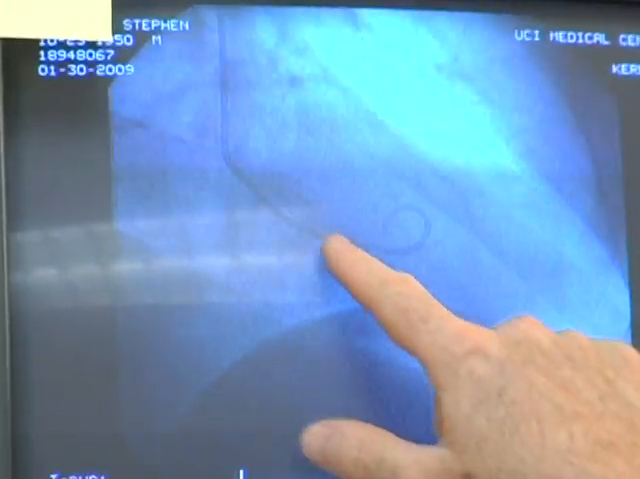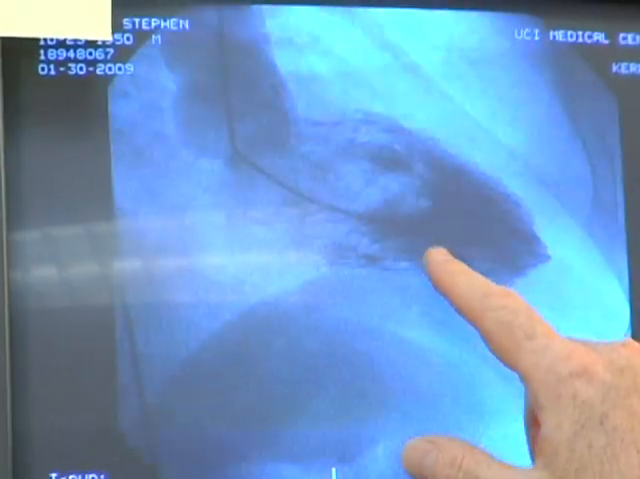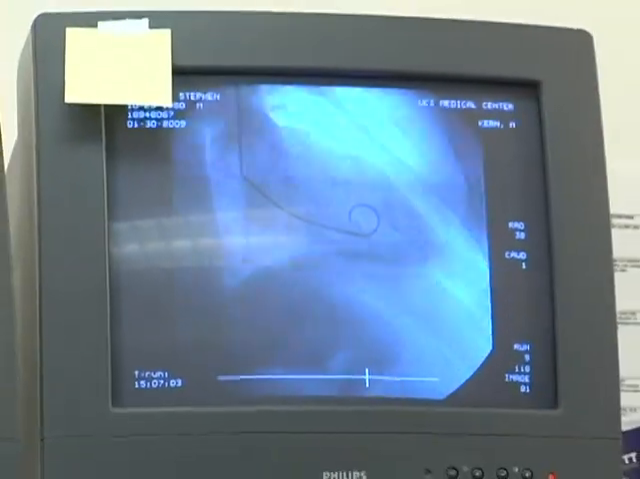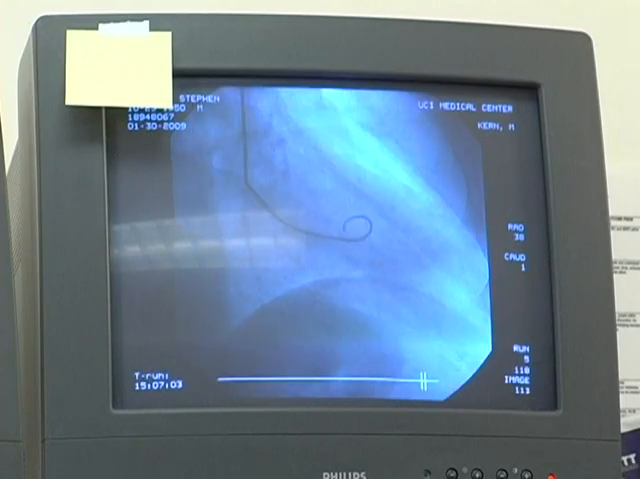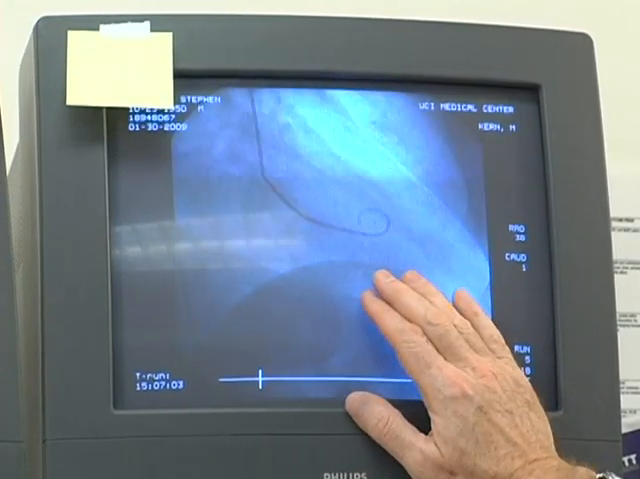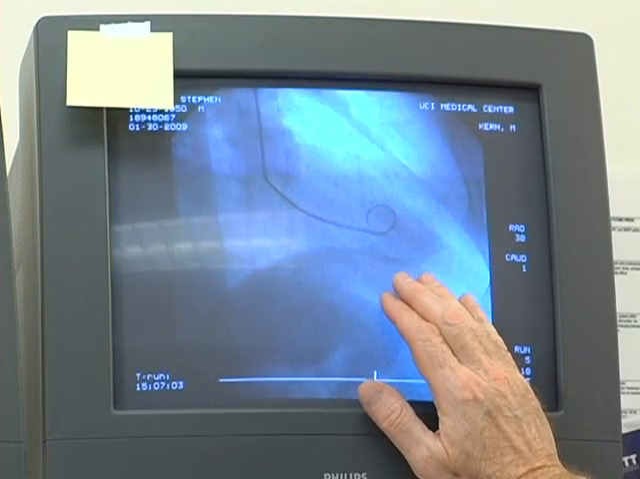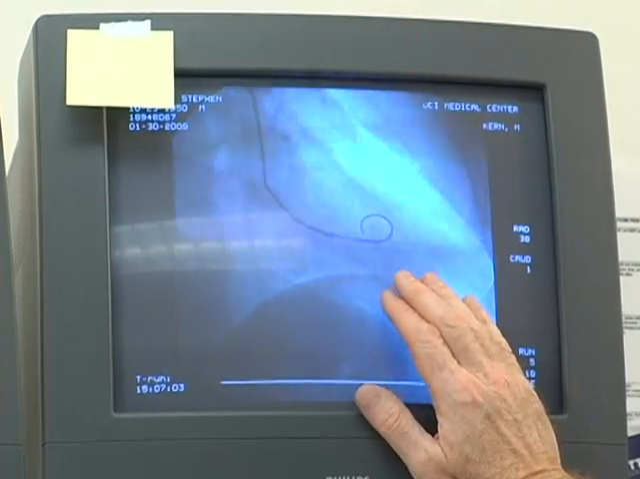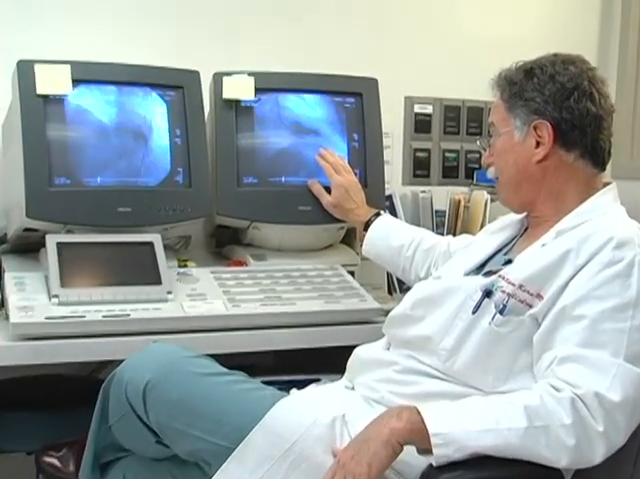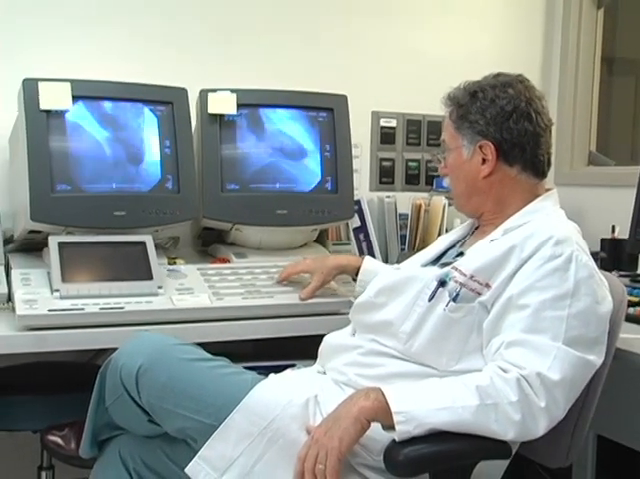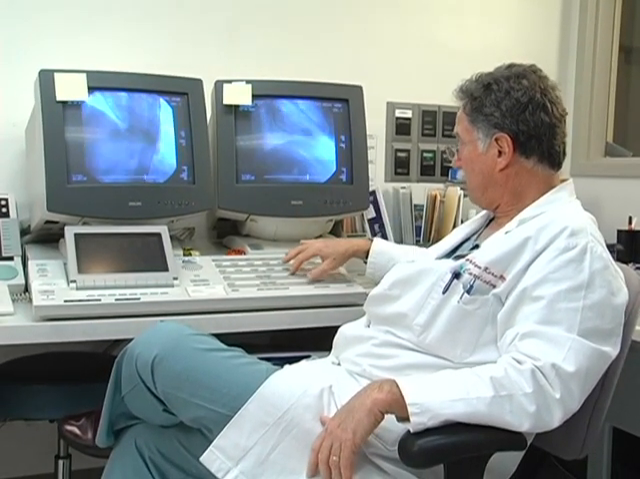And we were able to fill the ventricle with our power injector with very little contrast. In this case, this was only 21 cc's of contrast. The normal range for ventriculography is anywhere from 20 to 50 cc's injected at a rate of between 10 and 15 cc's per second.